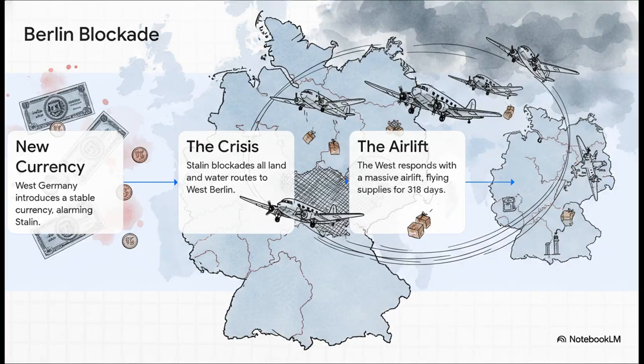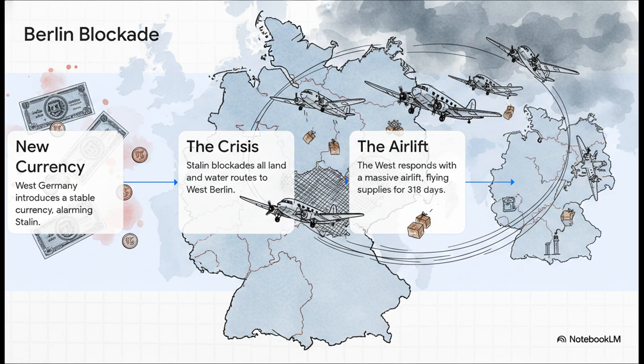And all this tension finally boils over in Berlin. Now remember, the city is deep inside Soviet-controlled East Germany, but half of it is controlled by the West. When the Western powers introduce a new, stable currency there, Stalin sees it as a provocation. So he makes a huge move. He blockades West Berlin, cuts off all roads, all trains, all canals. He's trying to starve them out, figuring the West will just give up and leave. But they didn't, not even close.